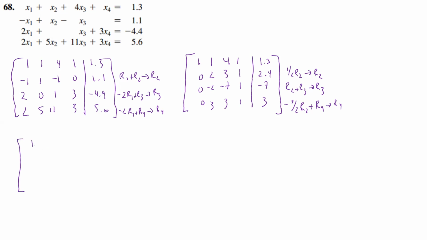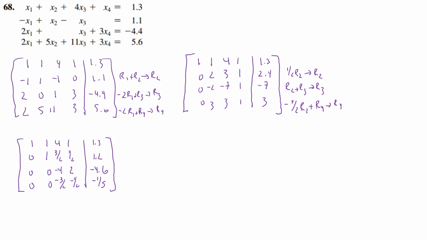All right, so we have a 1, a 1, a 4, a 1, and that was still 1.3. And then we have a 0, a 1, a 3/2, a 1/2, and that's going to be 1.2. And then we have a 0, a minus 4, a 2, and a minus 4.6. And then we have a 0, a minus 3/2, minus 1/2, and then it looks like a minus 1/5, I think. Yeah.